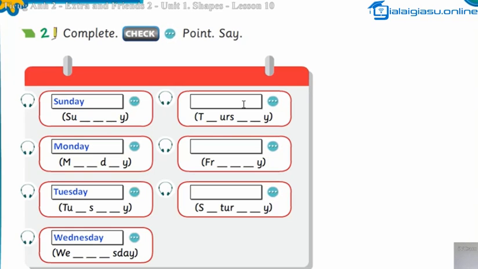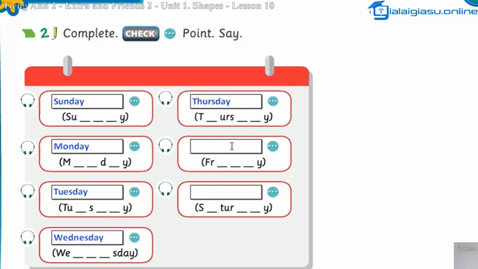Number five. What day is it? It is Thursday. So the first letter, absolutely T. And the next one will be H and then U, R, S, D, A and Y. Thursday. Let's see it. Good job, everyone.